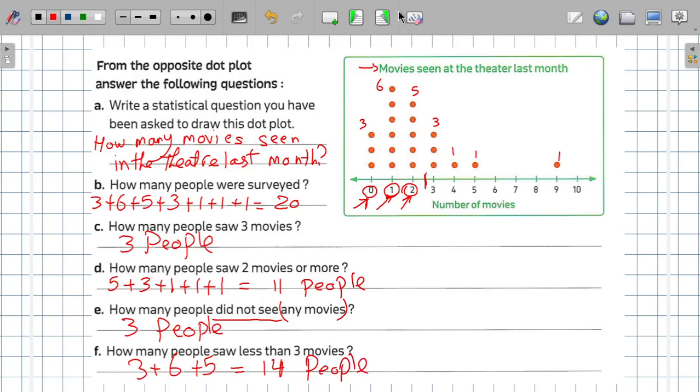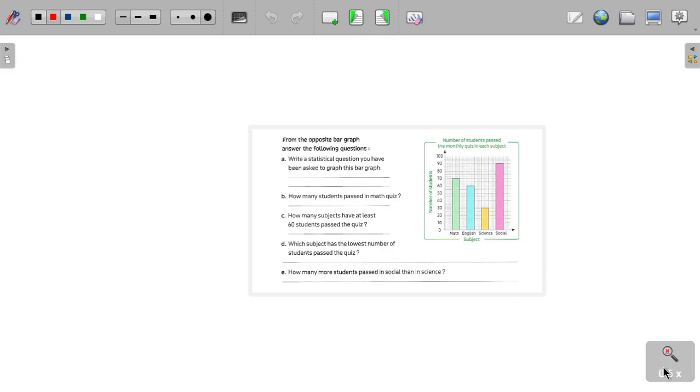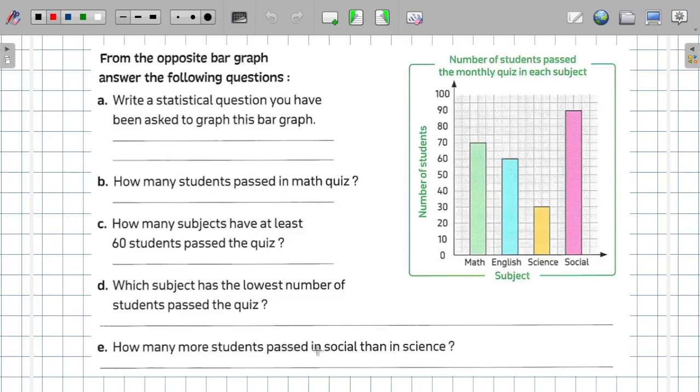Okay. The next one. I have a bar graph. From the opposite bar graph, answer the following questions. I asked about the number of students who passed the monthly quiz in each subject. I have math, here is 70. English, here is 60. Science, here I think it's 30. And social, here I think it's 90.